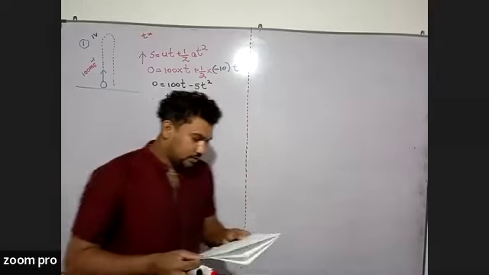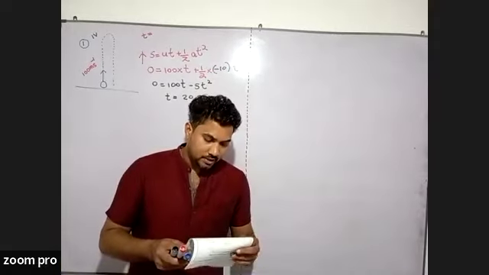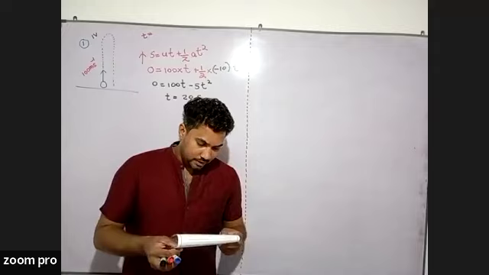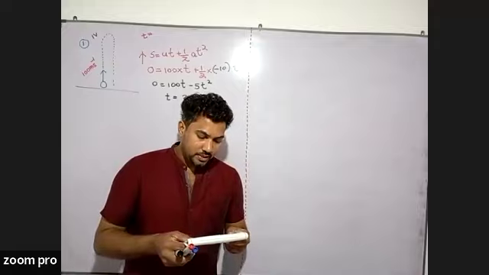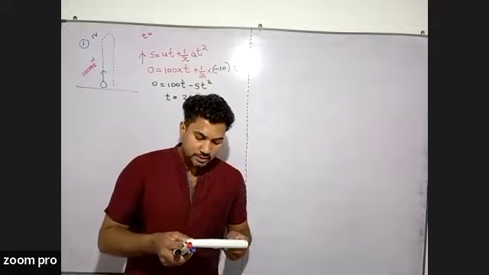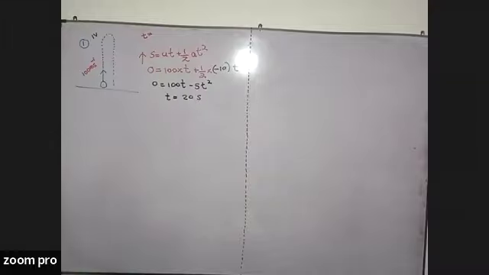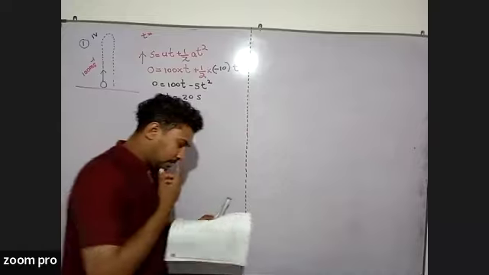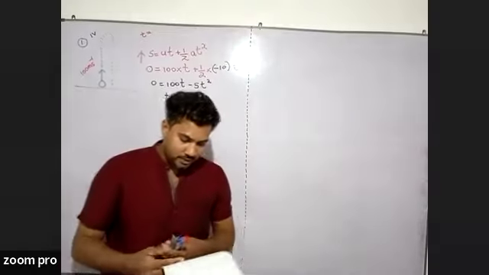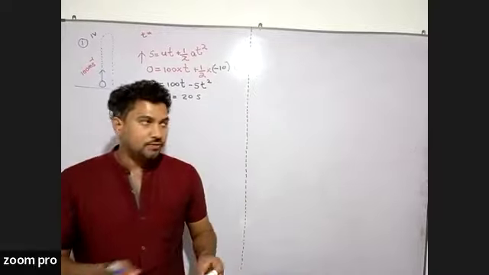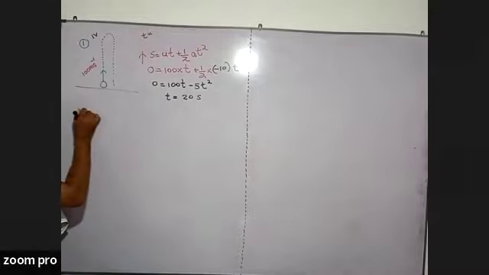In the second question, consider the following statements made about the motion of a particle, right? A, velocity of a particle cannot be reversed without changing the direction of its acceleration, right? So let's go through these statements very carefully. Velocity of a particle cannot be reversed without changing the direction of its acceleration.